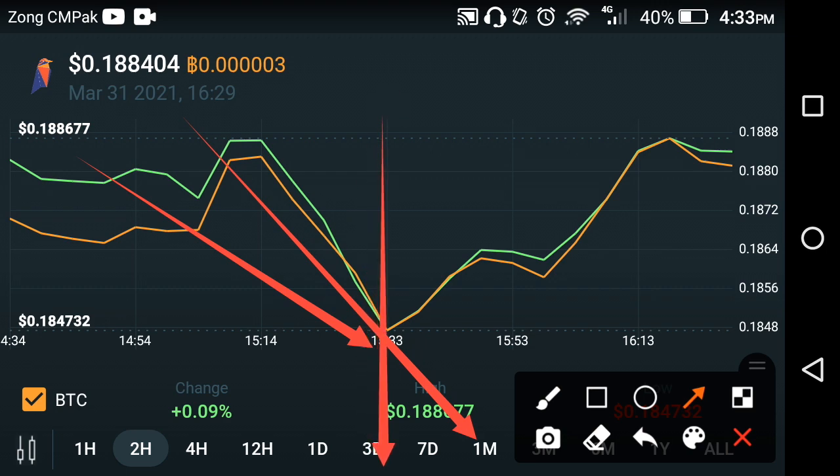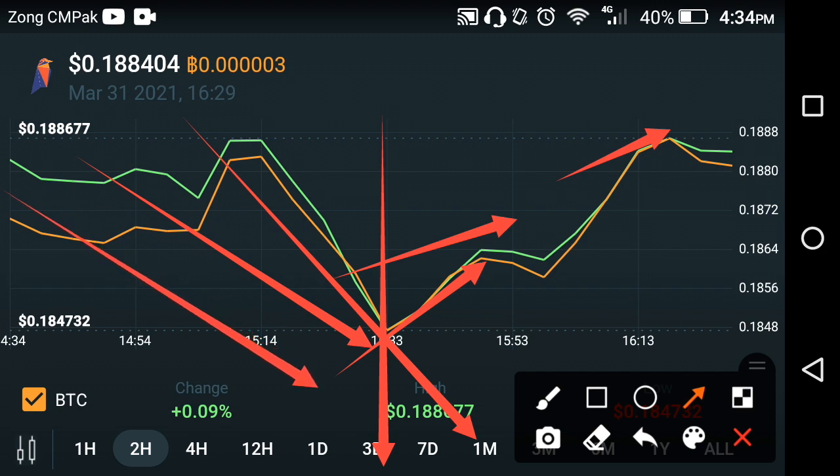In the last hour, which I showed you at the start of this video, it started jumping upward. In the previous last 1 hour it took a fall. As you can see here, the previous last 1 hour was a dumping time, and currently the last 1 hour is a jumping time for Ravencoin.